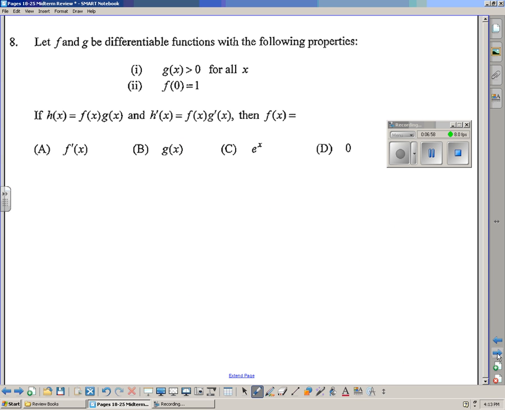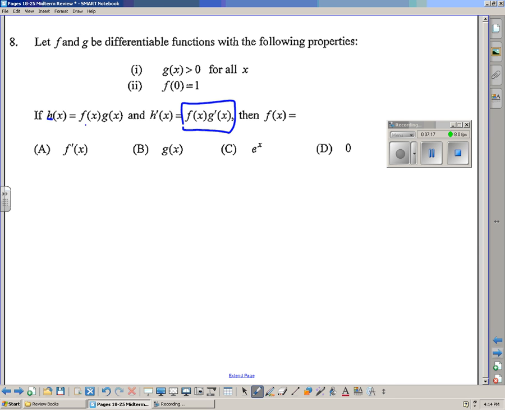So, number 8, this is a tough question. Let f and g be differentiable with the following properties. G prime of x is always positive, and f of 0 is equal to 1. Now they told us h of x is f times g, and h prime just turns out to be f times g prime. But here's what we know.